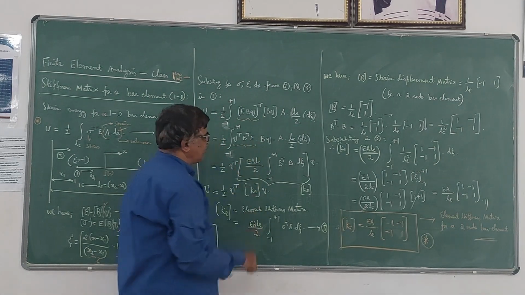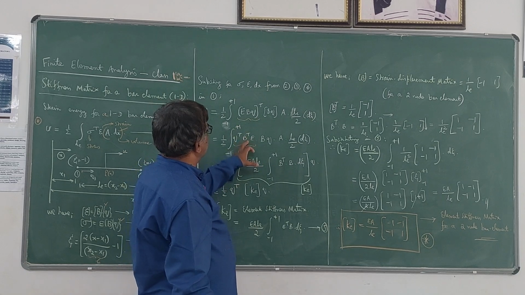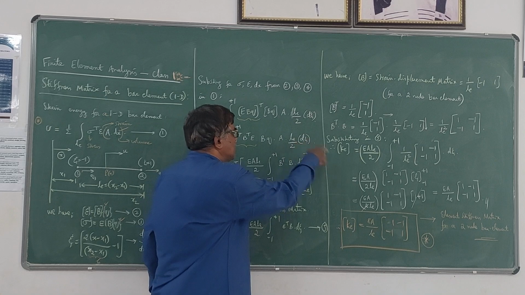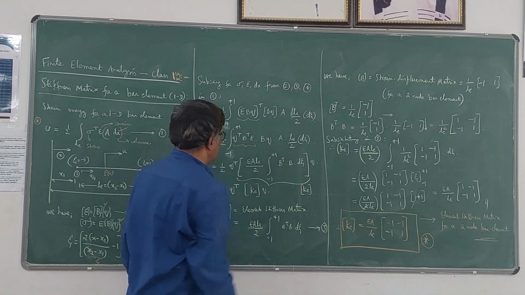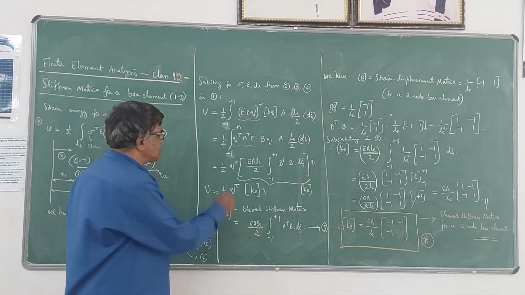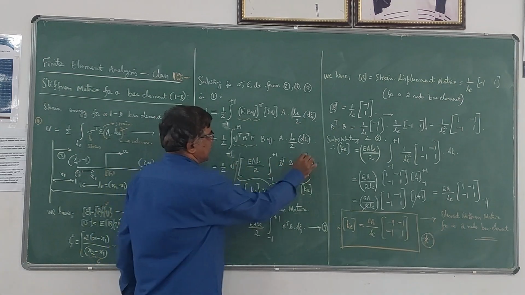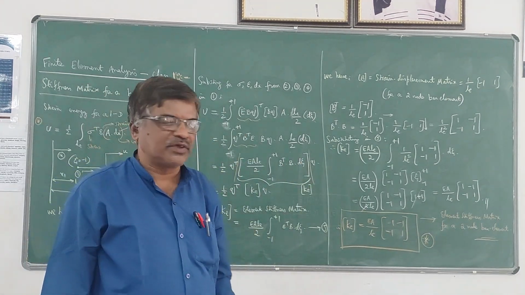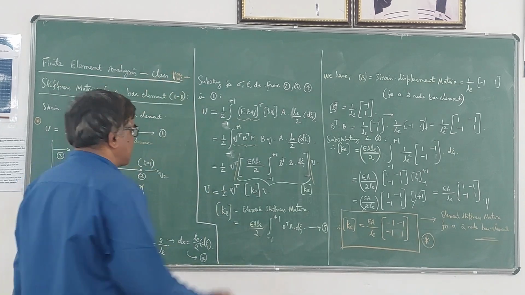So whatever is left out is integral B transpose into B into d zeta into Q. I can write it separately outside. Now why I have done it like this is, this term from here to here is nothing but the element stiffness matrix of the bar element, which is denoted by KE.